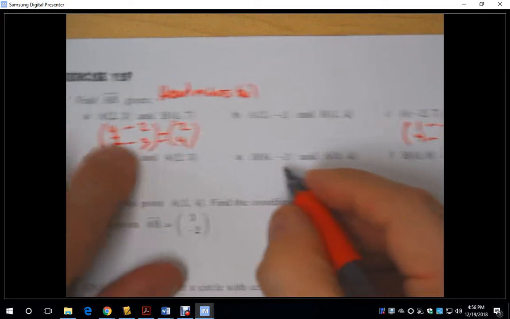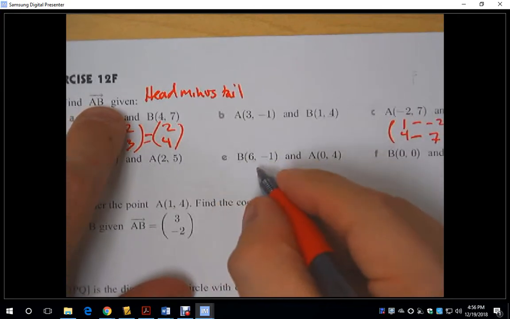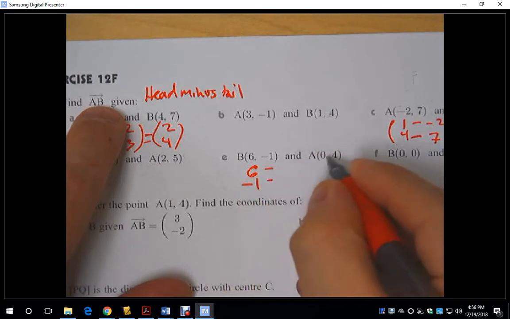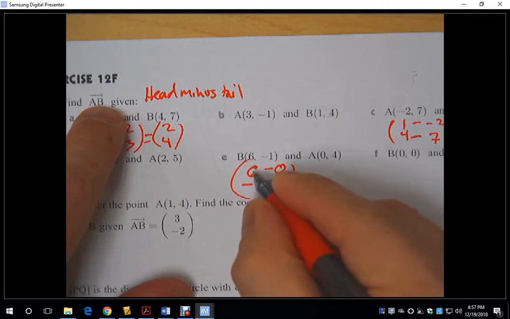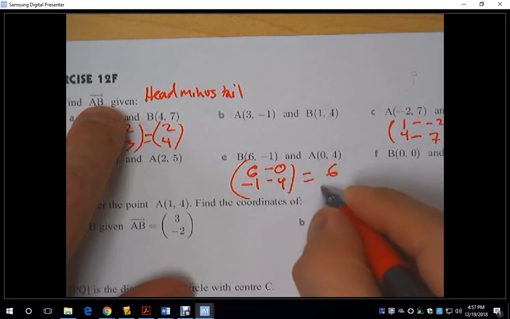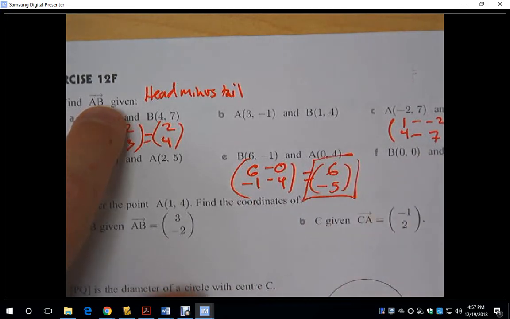All right, again, we're still doing vector A to B. B is the head of the vector, so (6, -1). And I'm going to subtract from that point A, which is at (0, 4). That gives me 6 minus 0, which is 6, and negative 1 minus 4, that is negative 5. This is my resultant vector.